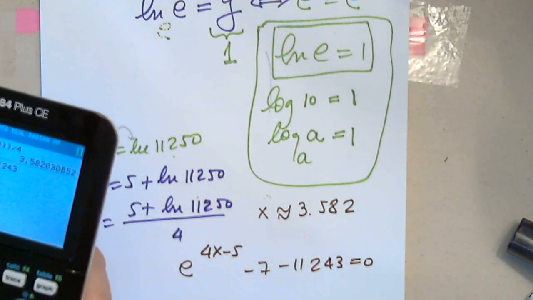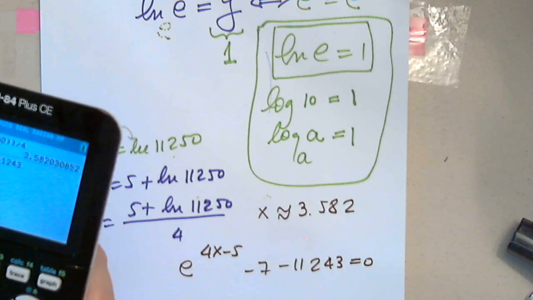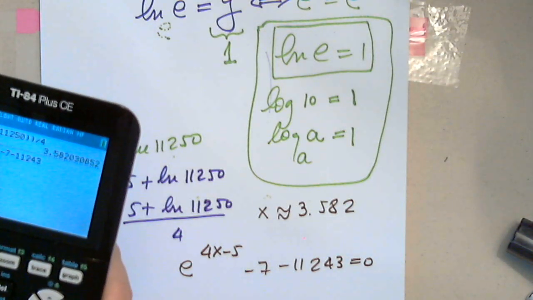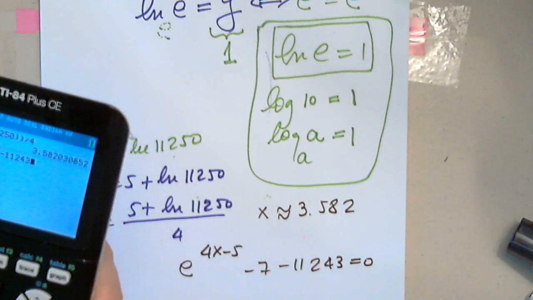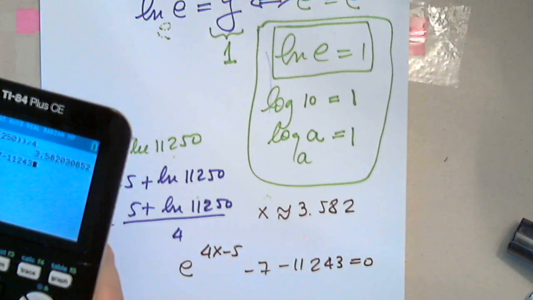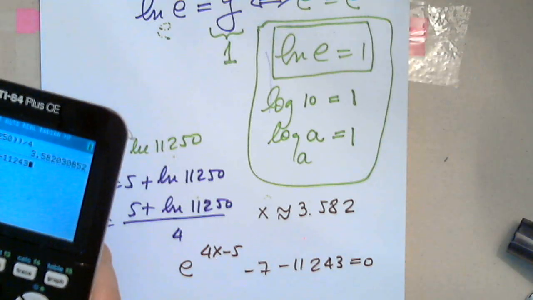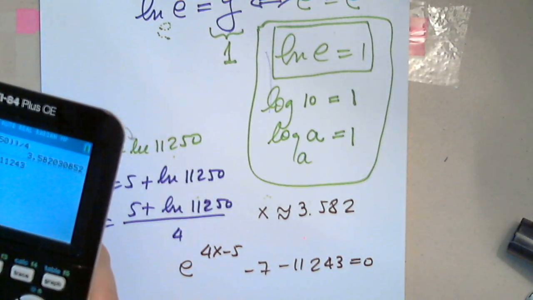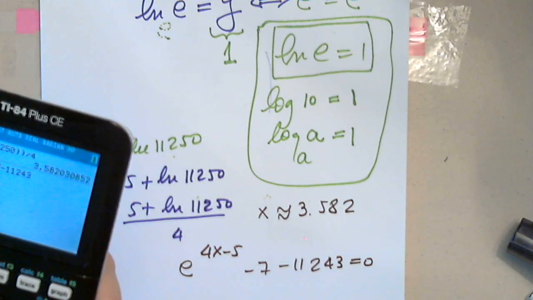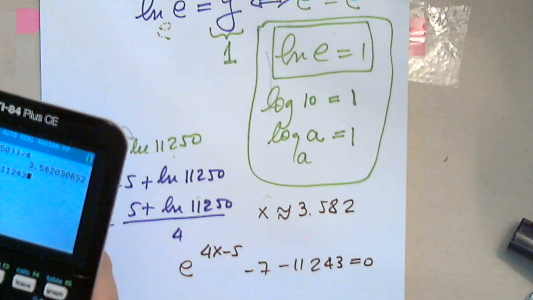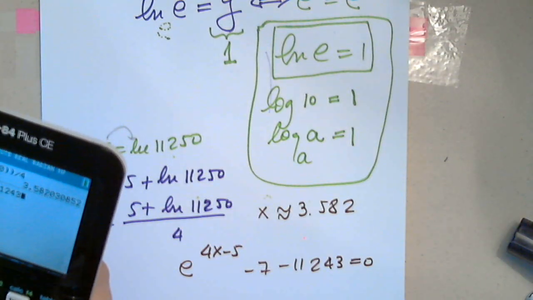Is this better? I don't know what I'm doing wrong. I'll just have to practice. What did you get? Negative 11,000, so on and so forth.